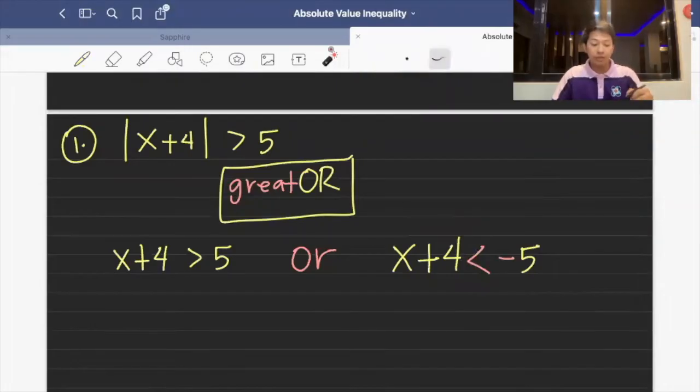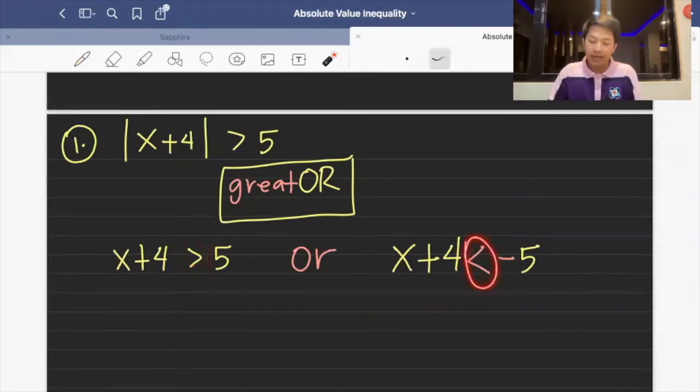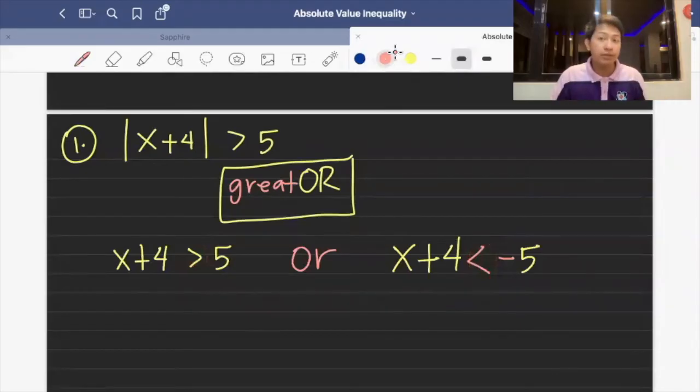Again, there are 2 changes. First is the reverse of the original absolute value symbol. Since this is greater than, case 2 would be less than, no? Less than. And then we're going to multiply negative to 5. So negative times 5 is negative 5. And then just solve. In this case, we're going to apply the properties of absolute value inequality or linear inequality.